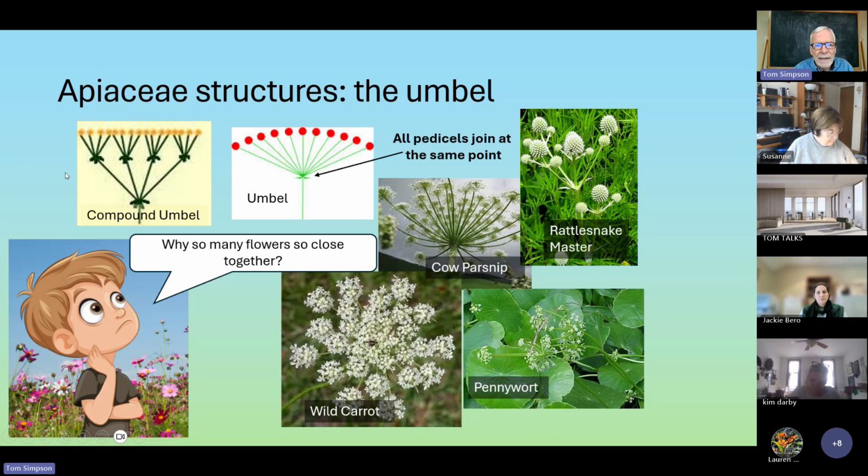Actually, most of the carrot family plants that we find out in the landscape have compound umbels. So it's an umbel of umbels, small umbel, big umbel. That would be true of wild carrot, cow parsnip. They're umbels of smaller umbels.